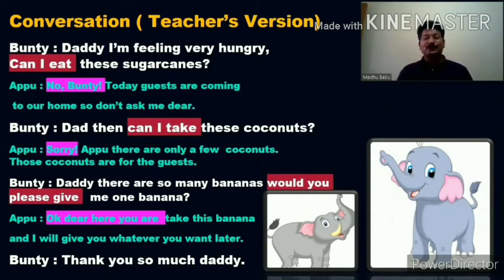In this conversation, first we saw 'Can I eat' and 'Can I take', then saying sorry or no, that is how it responds to the request. And finally, would you please give me the answer key? Finally, dad gave that, and thank you so much, dad. This is how we can give interesting activities.